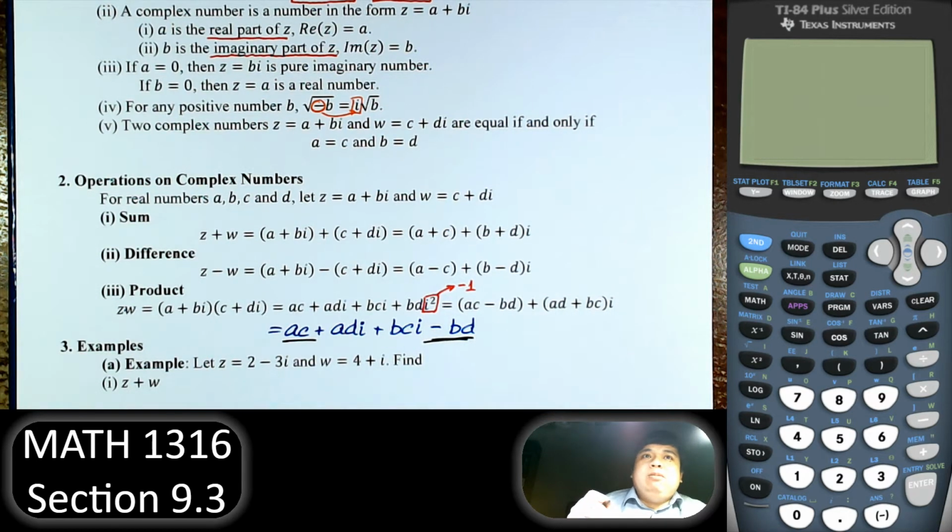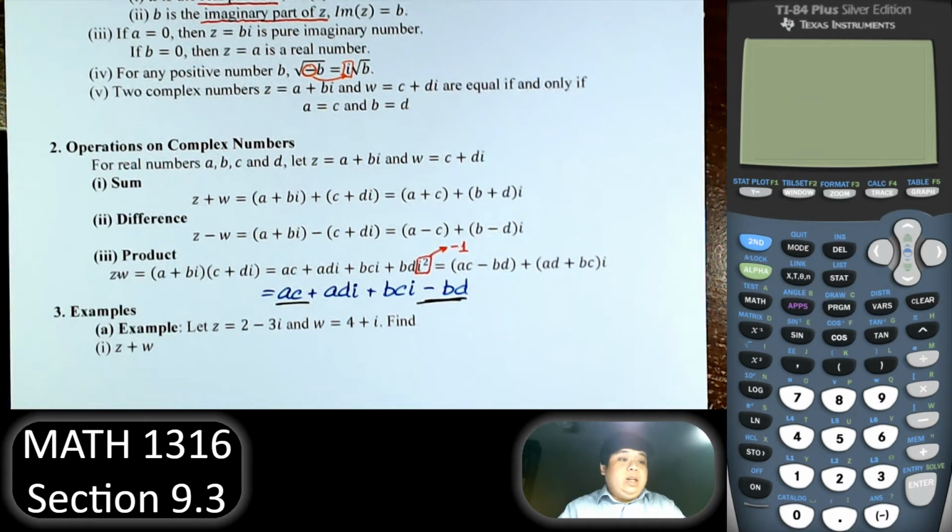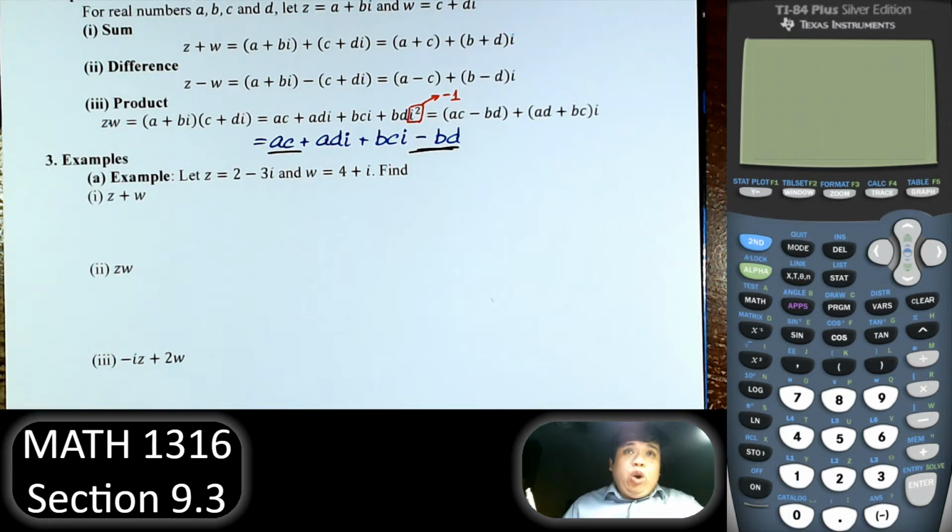That's what we have. So that's nice and all, but we don't even need to know that. We don't even need to memorize all of this. We just do it like we normally do if we treat i as a variable.